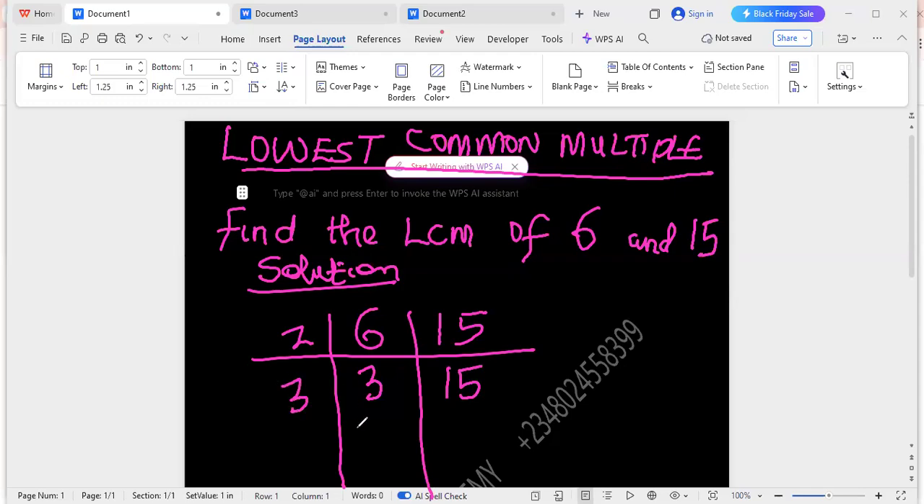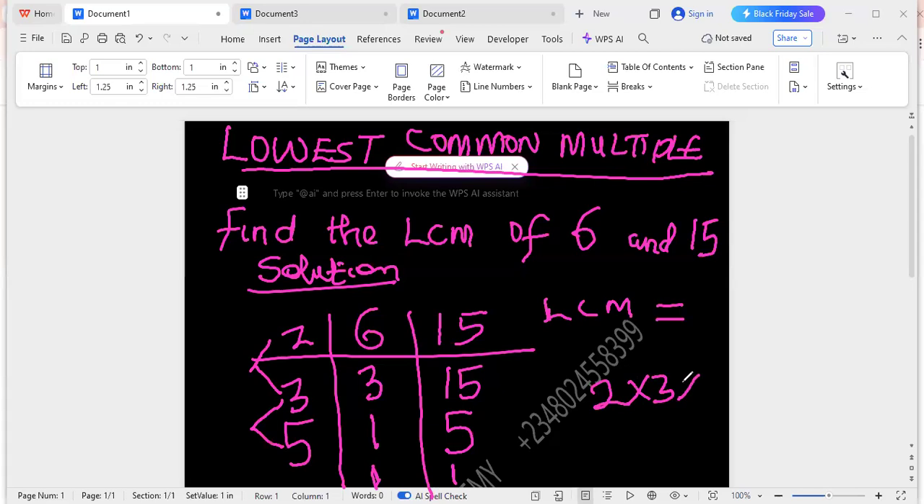Then we move on to 3. 3 divided by 3 is 1. 15 divided by 3 will give us 5. So we make use of 5. 5 in 1, we write 1. 5 in 5, that is 1. So the LCM of 6 and 15 is equal to 2 times 3 times 5. What is 2 times 3? That is 6, and 6 times 5 is 30. So the LCM of 6 and 15 is 30.